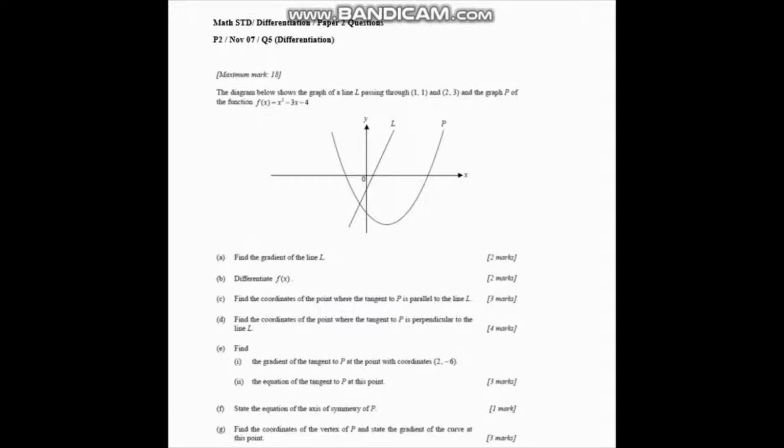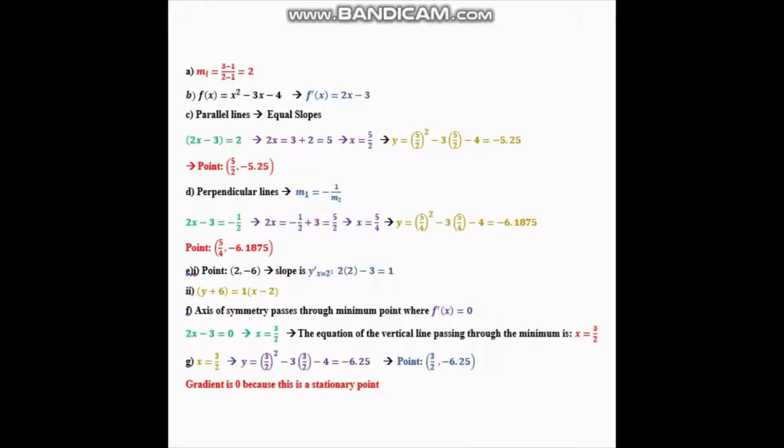Next, I need to find the equation of the tangent at this point, and in order to find the equation of a tangent, I need a point and the slope. So the point is already given and the slope has been calculated in I. So I just plug the values into the point slope formula. There is my point and there is my slope. So y plus 6 equals 1 times x minus 2. This is the equation of the tangent.